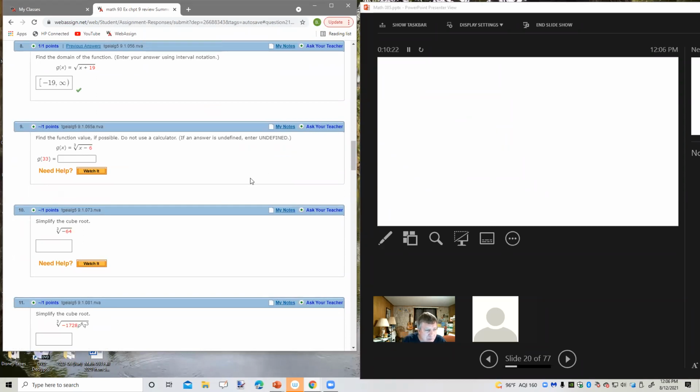Find the function value if possible. Do not use a calculator. If the answer is undefined, enter undefined. So our function is g of x equals the cube root of the quantity x minus 6. We want g of 33, which is going to be the cube root of 33 minus 6, which is the cube root of 27, which is 3.